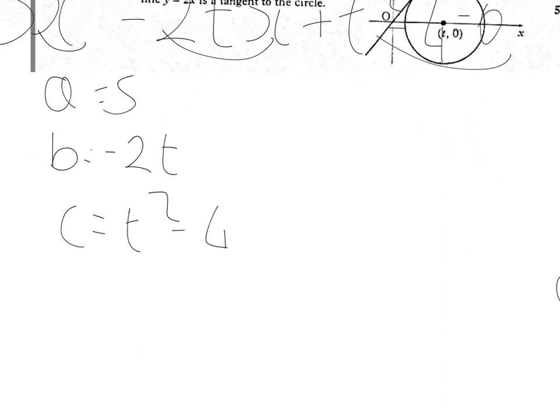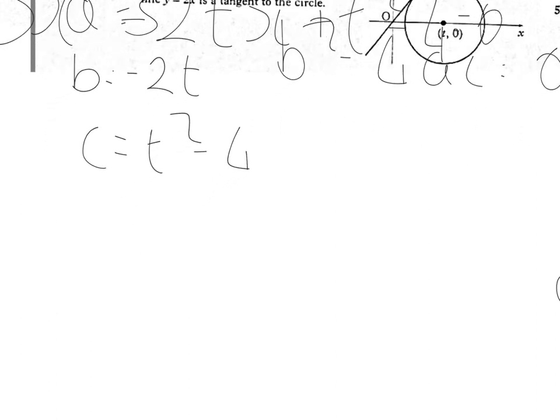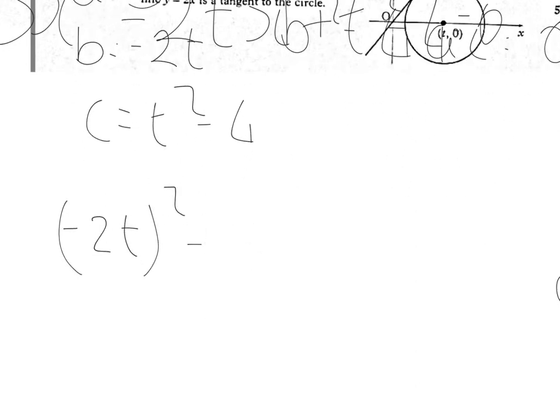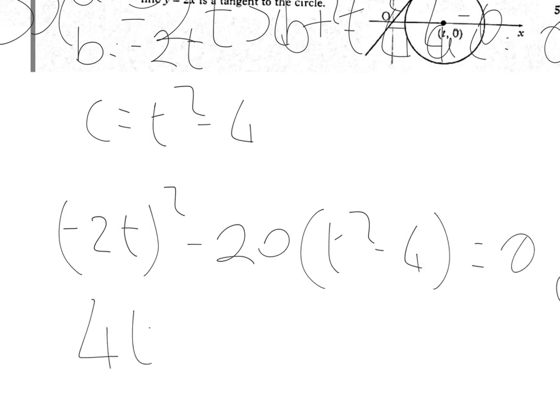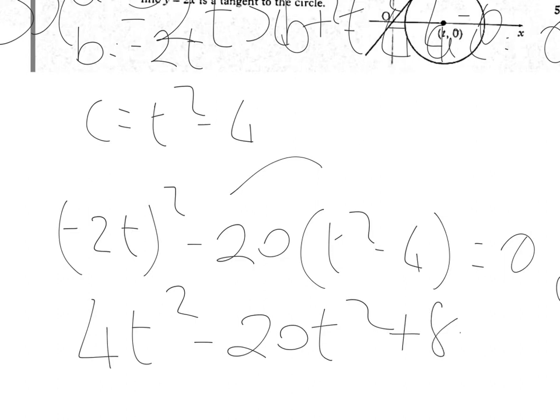So I'm now going to put that into b squared minus 4ac is equal to 0. So that's going to be minus 2t all squared minus 4 lots of a, so a was 5, remember? So 4a will be 20 times c, which is t squared minus 4, and we know that that's equal to 0. Minus 2t all squared is 4t squared, minus 20 times t squared is minus 20t squared, minus 20 times minus 4 is plus 80. That's equal to 0.